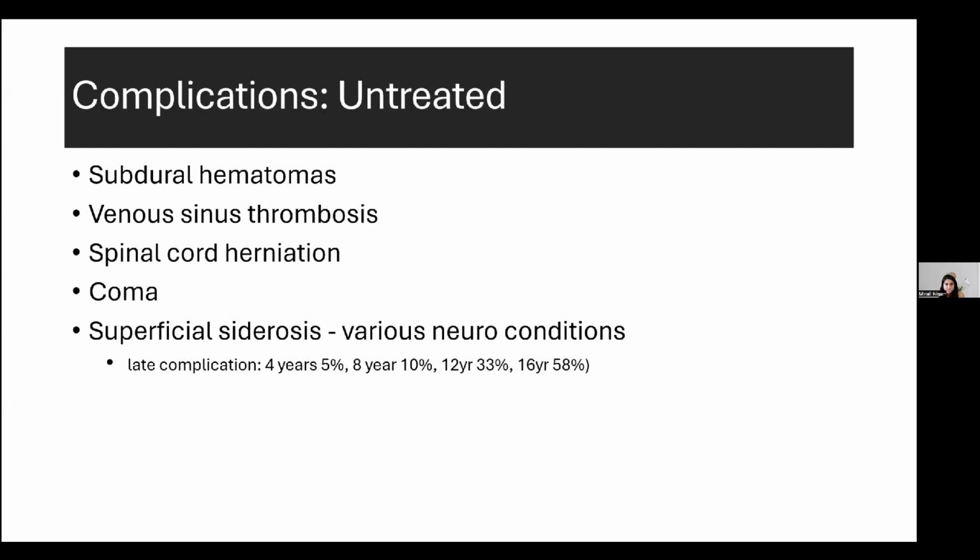In one study, it did find that patients who went 4 years without treatment for spontaneous intracranial hypotension, 5% of them had this finding. At the 16-year point, 58% of them had this finding. So it is important for us as providers to recognize this diagnosis and to initiate treatment as soon as possible.